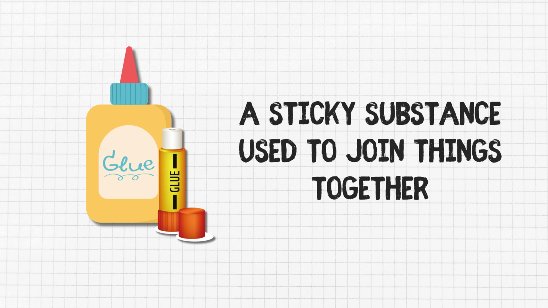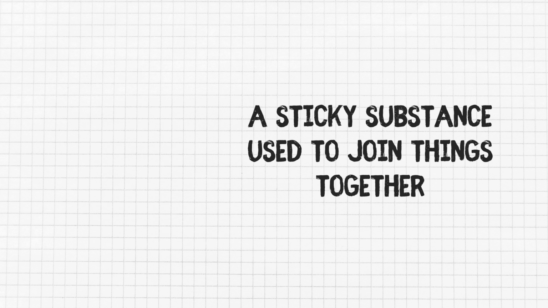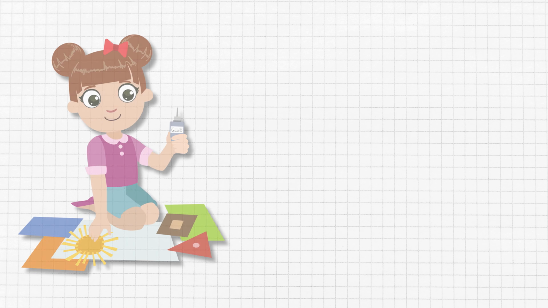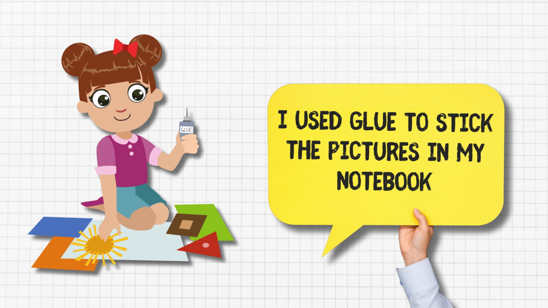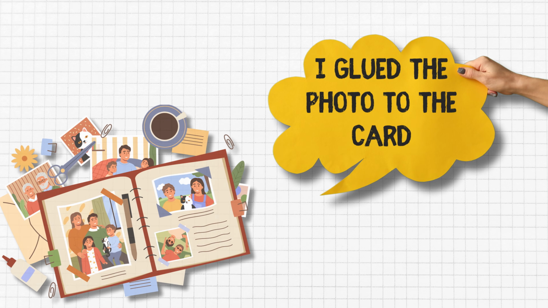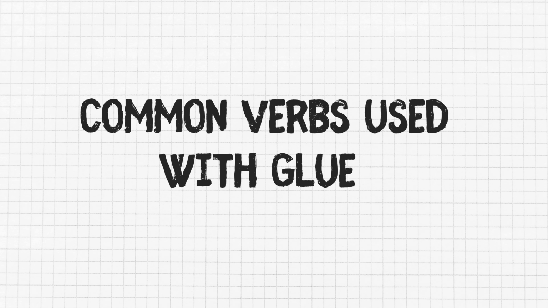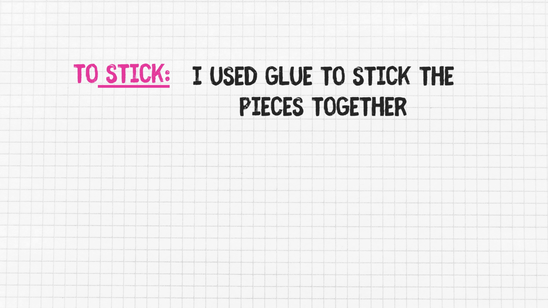Next, we have glue. Glue is a sticky substance used to join things together. Here's how you can use this word. You can say, I used glue to stick the pictures in my notebook. Or, I glued the photo to the card. Common verbs with glue include, to stick. I used glue to stick the pieces together.